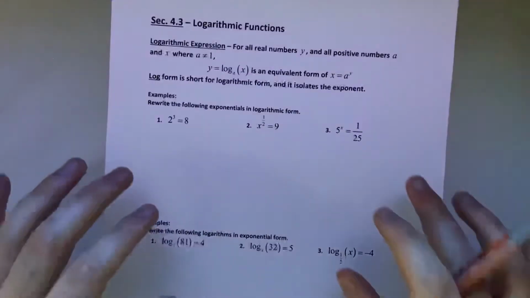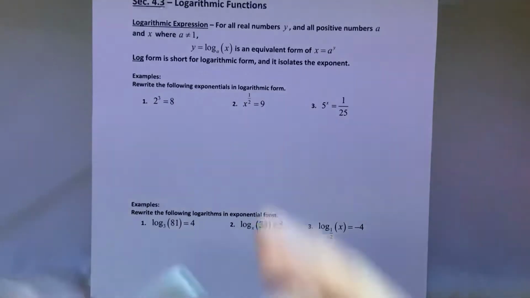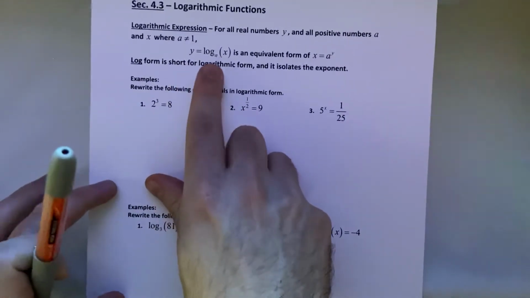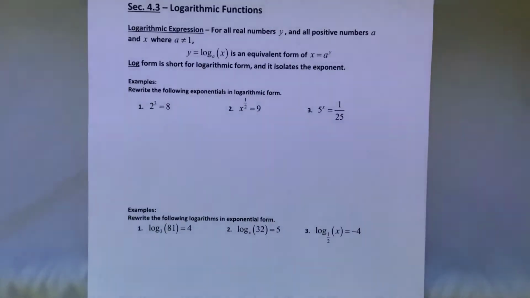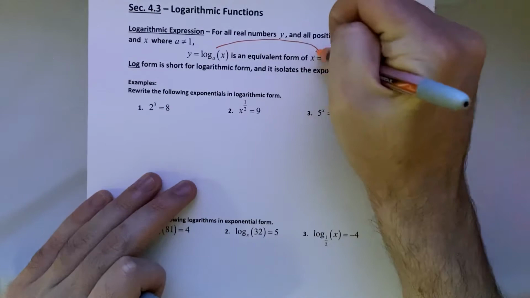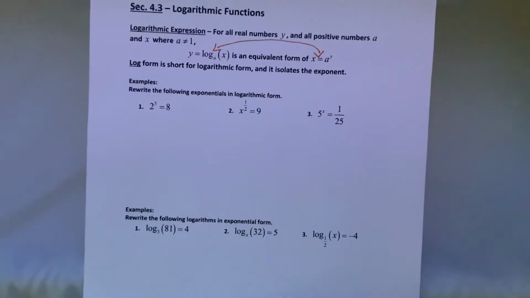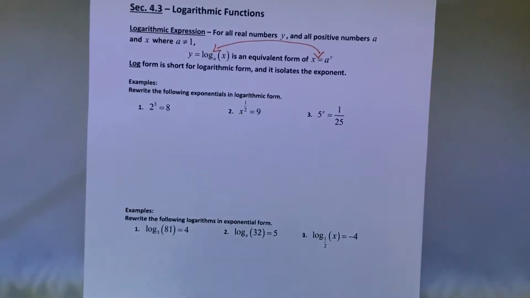So a logarithm is basically the inverse of an exponential, but it's also an equivalent form, so saying the same thing. So for all real numbers y and all positive numbers a and x, where a is not equal to 1, y equals log base a of x is the equivalent form of x equals a to the y. Log form is short for logarithmic form, and it isolates the exponent. So these two things, y equals log base a of x and x equals a to the y, are interchangeable forms. So at first, all we're going to do is practice writing between the two forms.